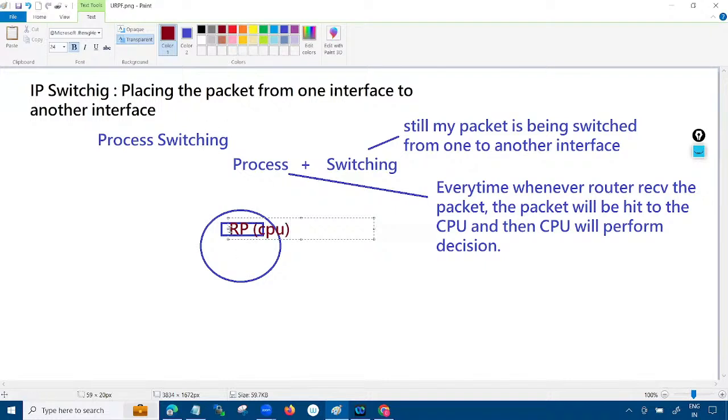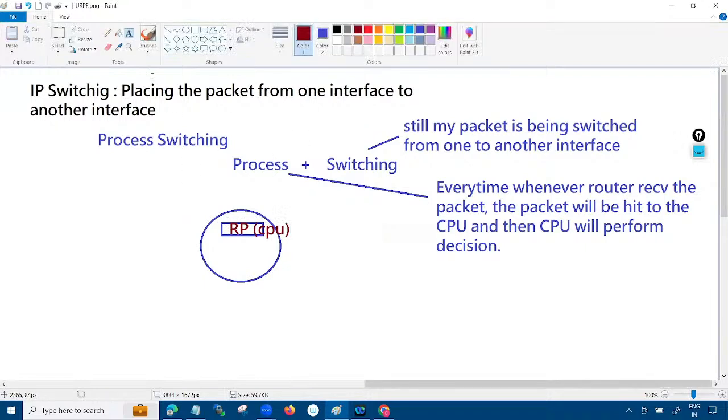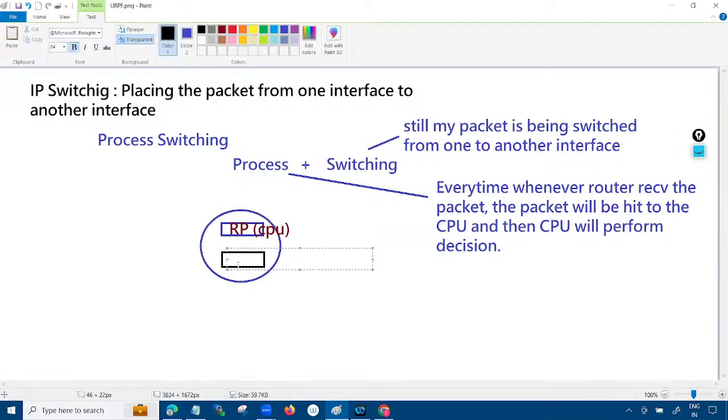Now, at the same time, on the router side, what happened? We have an SE. That's called a switching engine. So RP is called a route processor, in simple terms we can call it a CPU, and we have an SE, that's called a switch engine.